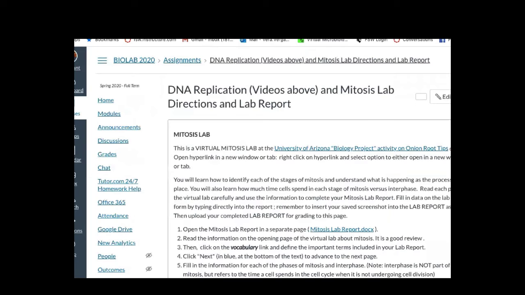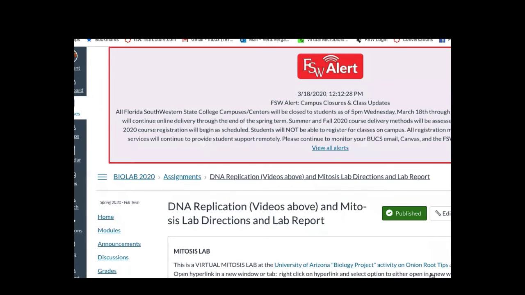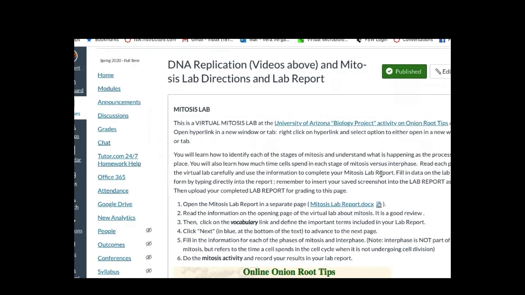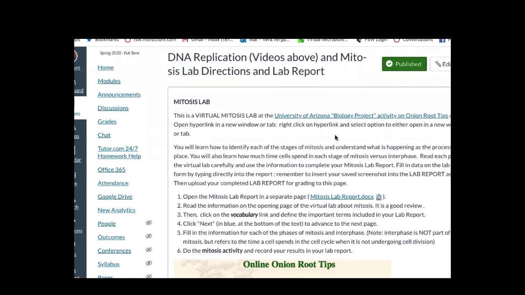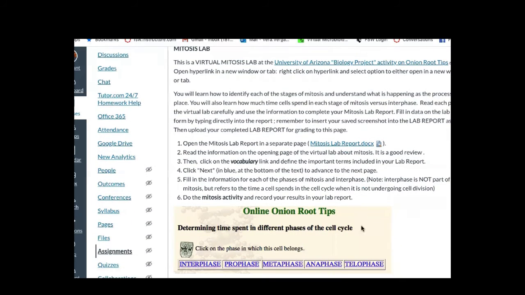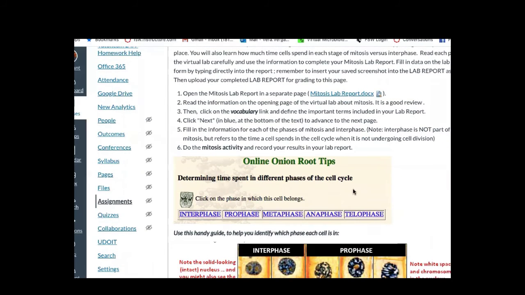So once you've watched your mitosis video, these are the instructions that you're going to follow. Here's the link you're going to go to, University of Arizona. Before you just click on that link, first read the directions and print off this mitosis lab report document. Because what you're going to do is answer some questions on that document, and then ultimately you're going to take a screenshot of the activity that you do.